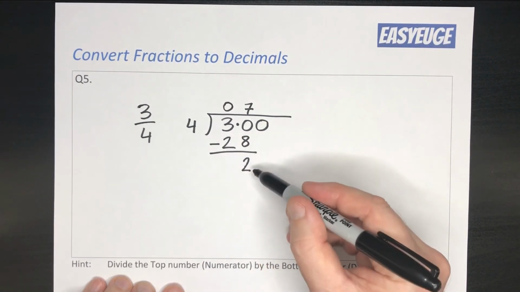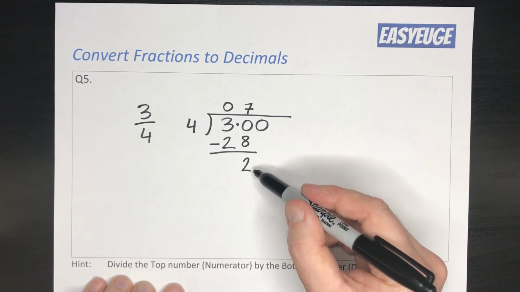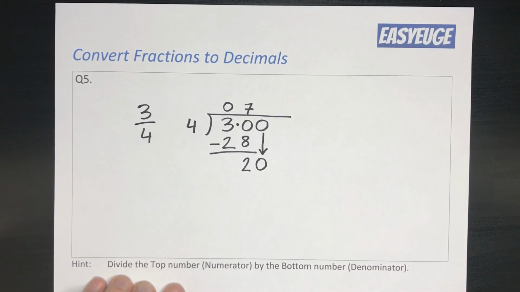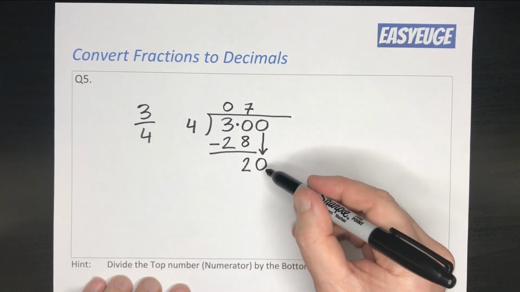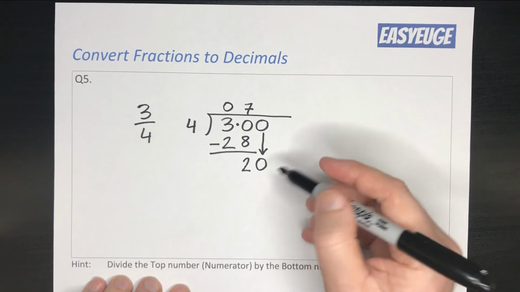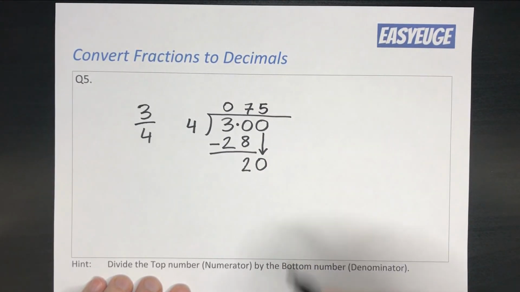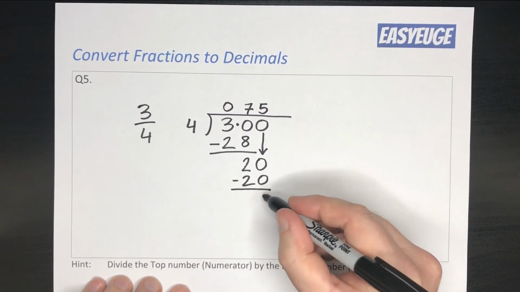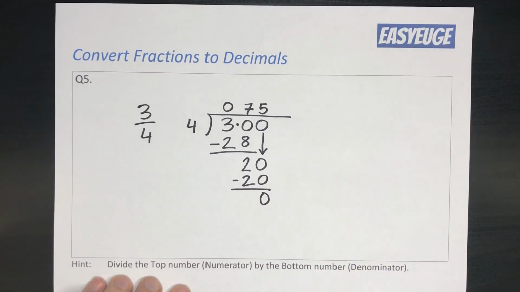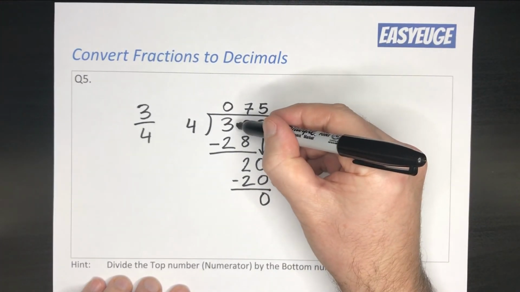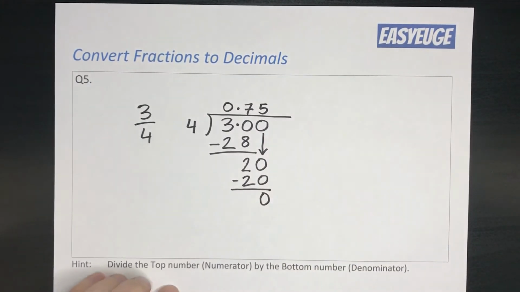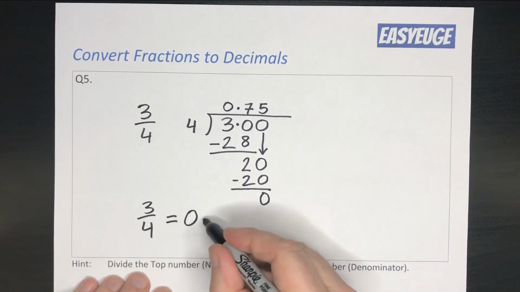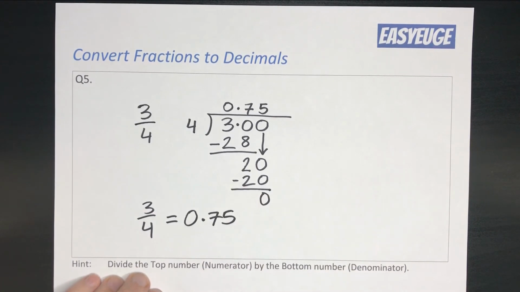Will 4 go into 2? No, it won't. It's just not big enough. So let's drag down the 0. We'll put it there. 2 becomes 20. Will 4 go into 20? Yes, it will. It will go in 5 full times. So we put 5 on the top. 5 4s are 20. Let's do the check for the remainder. 20 take away 20 is 0, and that tells us that we're finished. And all we have to do is take the decimal point and move it straight up. So 3/4 as a fraction equals 0.75 as a decimal.